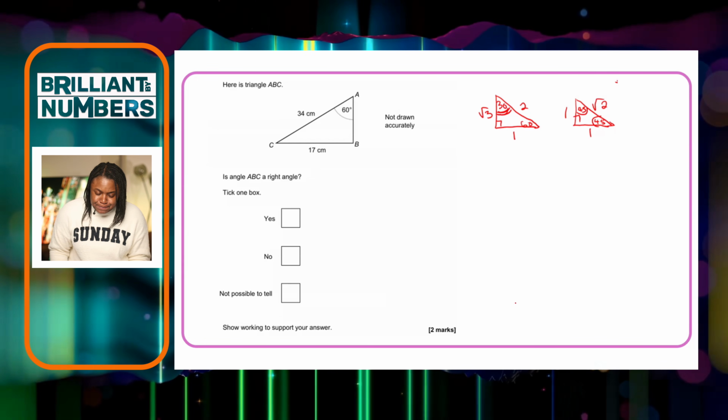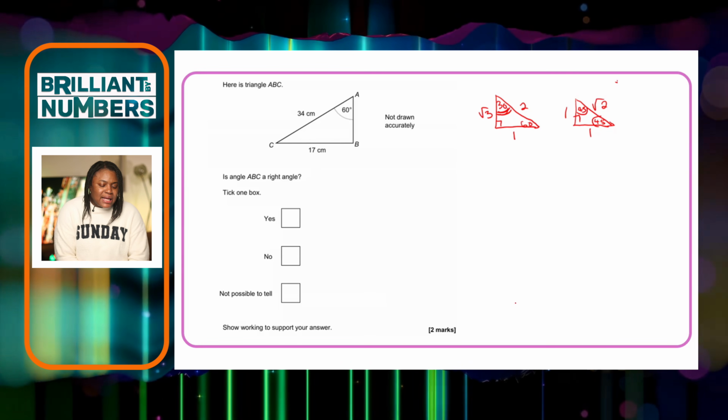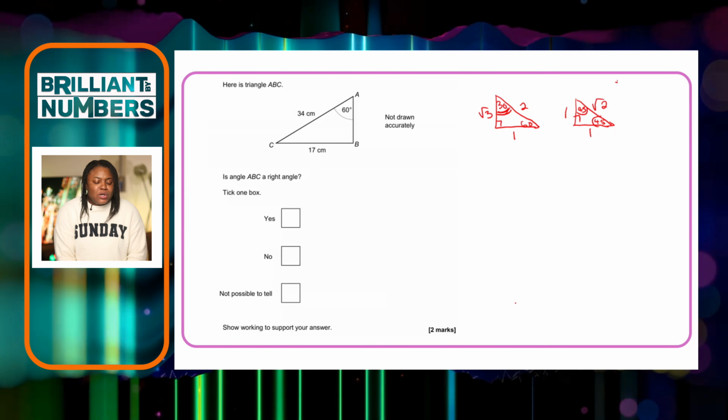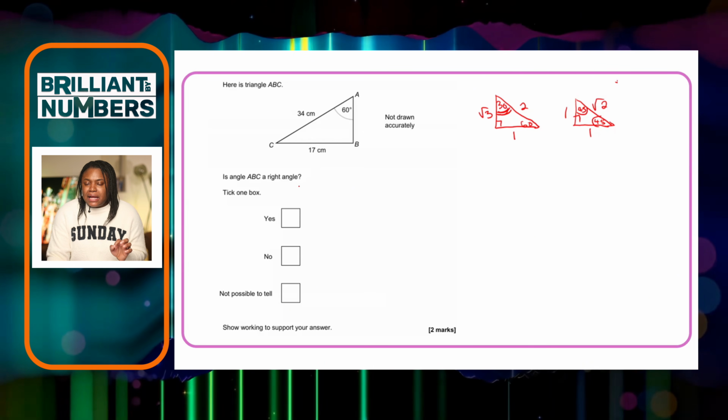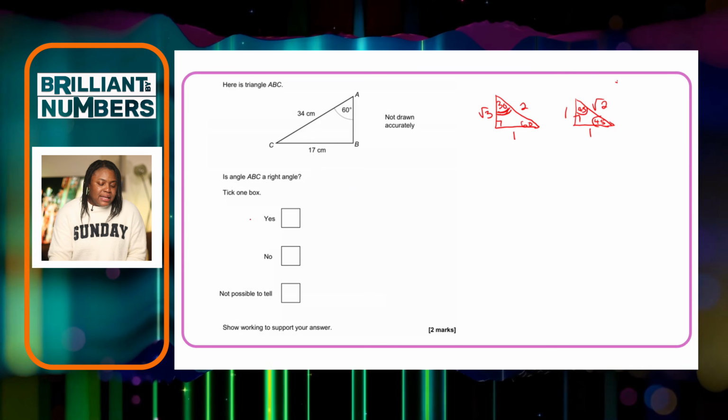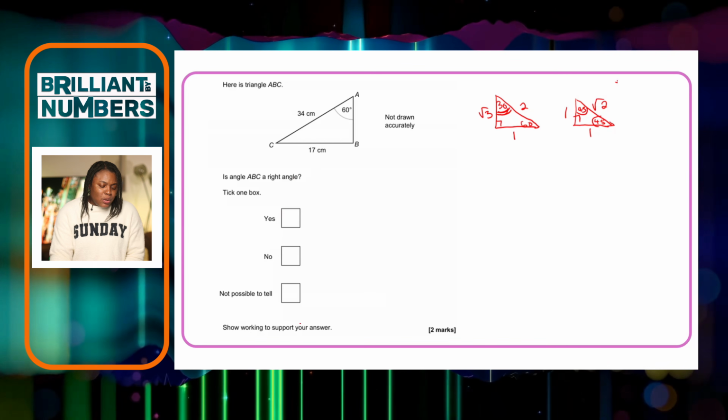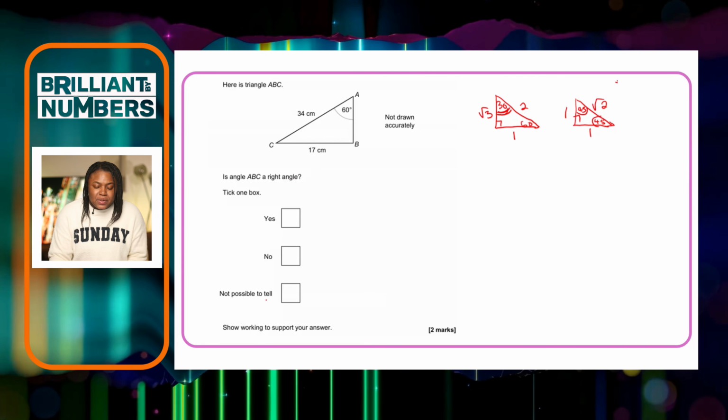Okay, we go on. We are going to do one final question now, which is 2 marks this time. We need our trig values as well, but I'm just teaching you how to reason. So here is a triangle ABC. We got hypotenuse, and we've got 60 degrees, and we've got a short side, 17. Is ABC a right angle? Now, tick one box and show your working to support your answer.